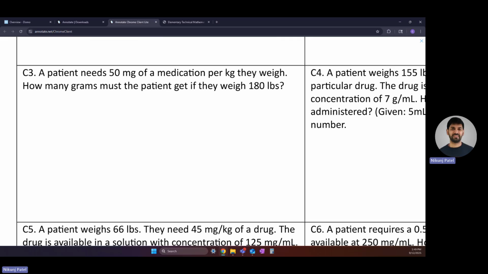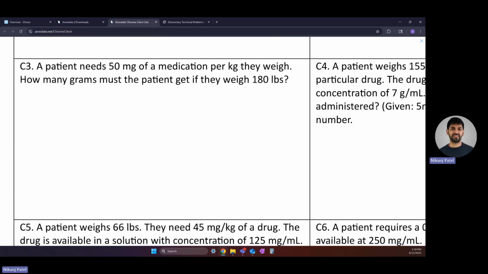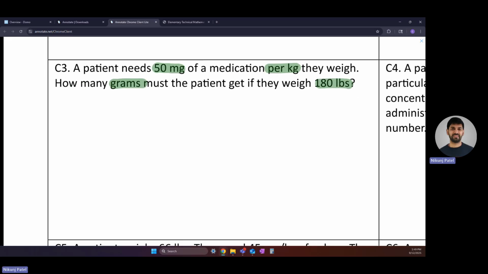Okay, let's look at a couple of examples that involve a patient getting a medication based on their weight. So this question says that a patient needs 50 milligrams per kilogram that they weigh. How many grams must they get if they weigh 180 pounds? So listing out our conversion factors here, first off, the 50 milligrams is per 1 kilogram that they weigh. We also see that there's grams and milligrams. So we know that 1,000 milligrams is equal to 1 gram.